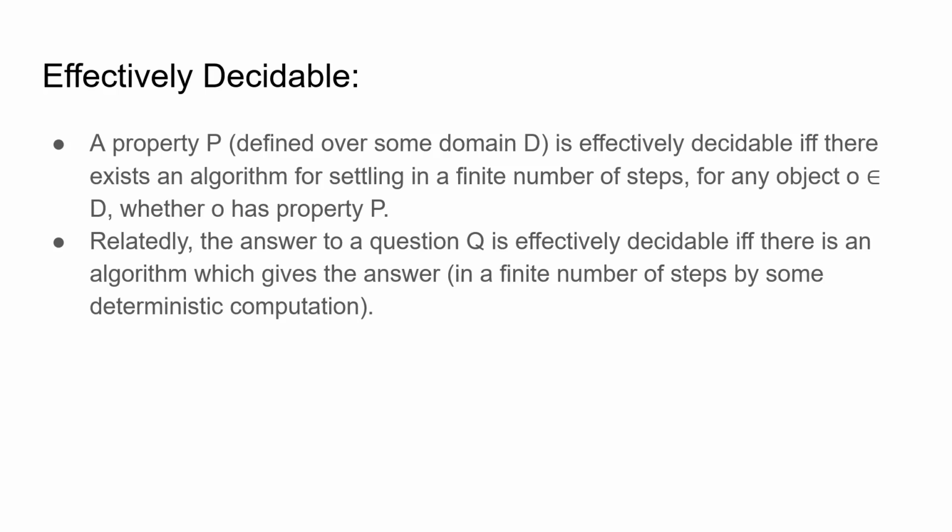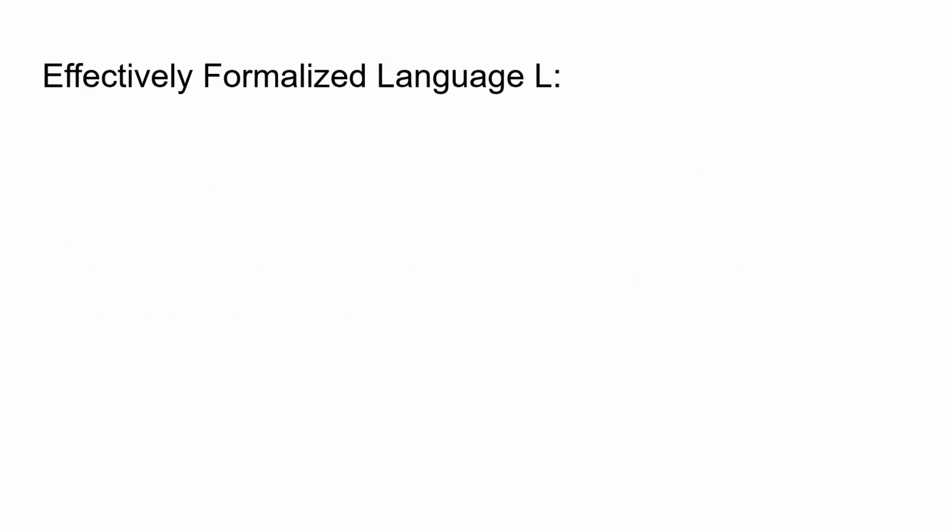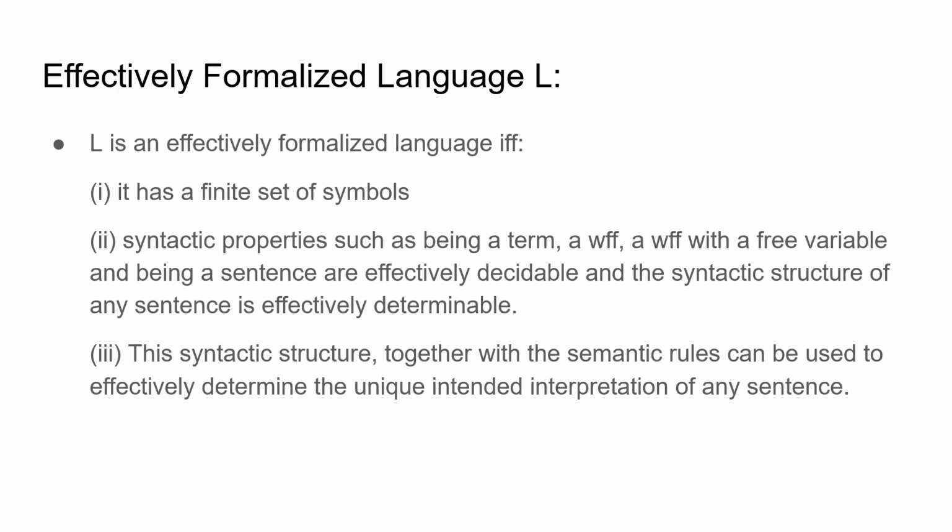Relatedly as well, the answer to a question is effectively decidable if and only if there's an algorithm which gives us an answer, again in a finite number of steps. However, we're not going to be dealing with the halting problem here, so we could wait till the heat death of the universe. So our next one is the effectively formalized language, L, and L is going to have three characteristics. One, it has a finite number of symbols. Two, syntactic properties like being a term, a wff, and a free variable are effectively decidable, and the syntactic structure is effectively determinable. And three, the syntactic structure, together with the semantic rules, can be used to effectively determine the intended interpretation of any sentence.